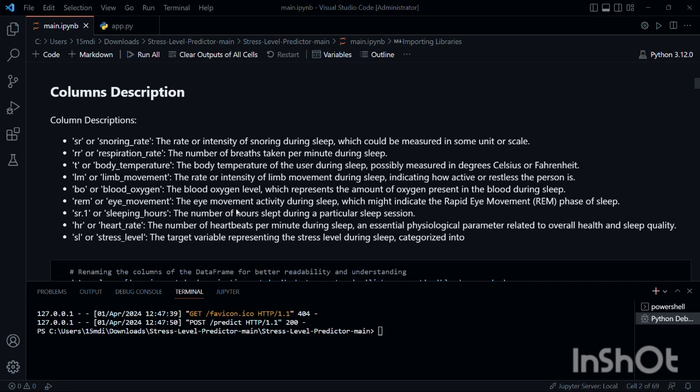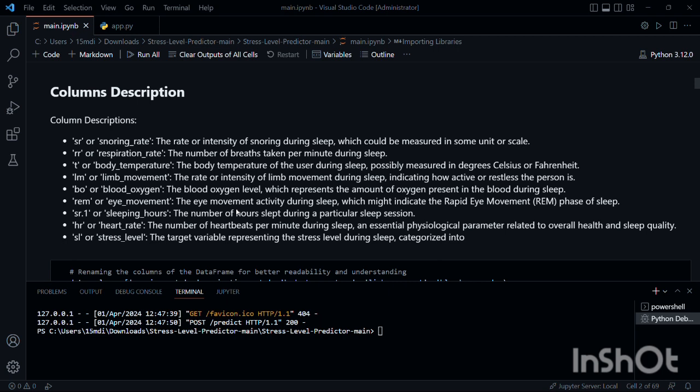The column descriptions: SR means snoring rate, RR means respiration rate, and T is body temperature of the users during sleep, and limb movement. Limb movement is the rate or intensity of limb movement during sleep, indicating how active or restless the person is. And BO indicates blood oxygen level, which represents the amount of oxygen present in the blood during sleep.